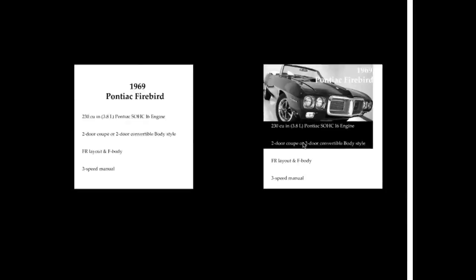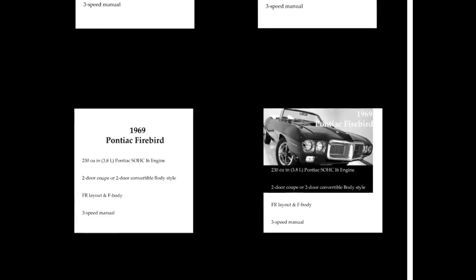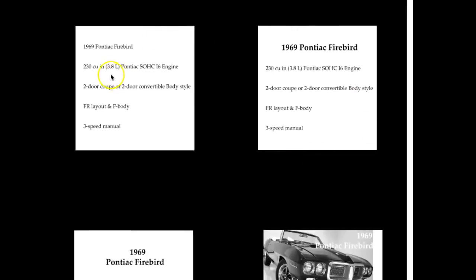So that's what I'm really wanting to see in your work. I'm wanting to see these grouped relationships. You have not only your point size and your scale size, but you also have these little subgroups. Then make sure they make sense too. You wouldn't group FR layout and body with 230 cubic inch, because that's about the motor and that's about the body. Did you see what I'm saying?